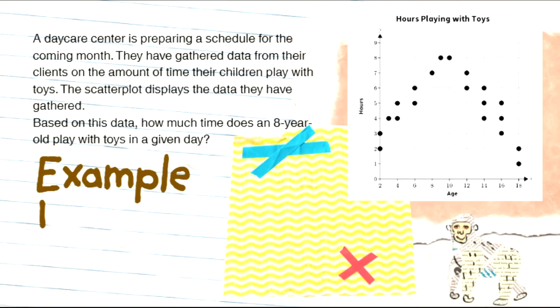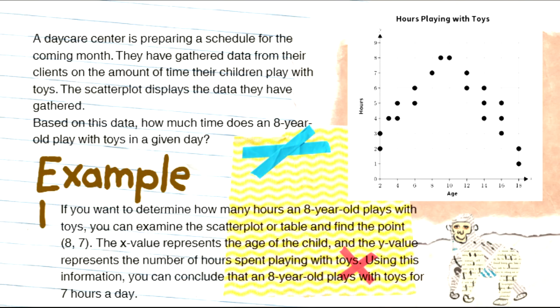Here is example number 1. A daycare center is preparing a schedule for the coming month. They have gathered data from their clients on the amount of time their children play with toys. The scatter plot displays the data they have gathered. Based on this data, how much time does an 8-year-old play with toys in a given day? Okay, we have age down here and how many hours the kids spend playing with toys. So if you want to determine how many hours an 8-year-old plays with toys, you can examine the scatter plot or table to find the point.